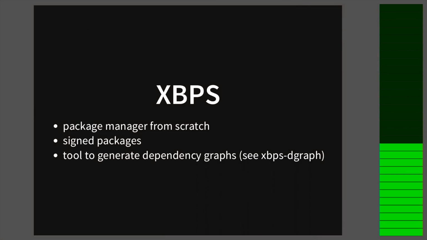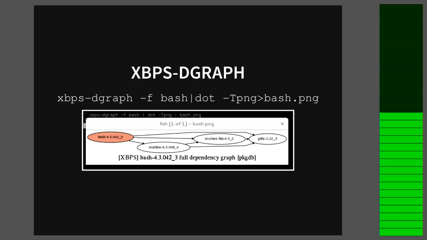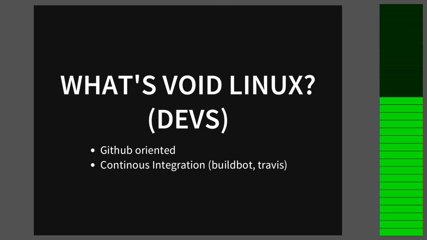XBPS is a package manager from scratch. We are signing every package which is loaded from remote sources. If you have a local repository, you can also do unsigned packages. It's an ordinary package manager, but we still have some cool tools, like we can generate nice dependency graphs using the dot format, which can be seen here. You can see here Bash is quite low on its dependencies. Actually, fun fact: if you do a GNOME dependency graph, the PNG of the dependency graph is about 30 megabytes big. I have no time.